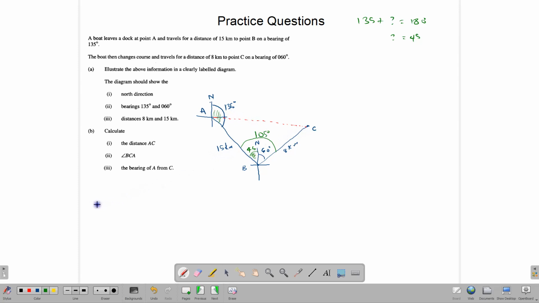And now we can use the cosine rule to calculate the length of AC. Let's do that. So we can write the cosine rule as AC squared is equal to 15 squared plus 8 squared minus 2 times 15 times 8 cosine of 105 degrees. And once you type that in your calculator, you should get roughly 351 kilometers squared. And now we can find AC by taking the square root of this. Once you find the square root, it should give you roughly 18.7 kilometers. So this distance AC turns out to be roughly 18.7 kilometers.